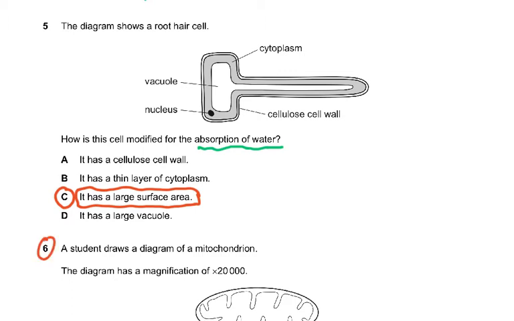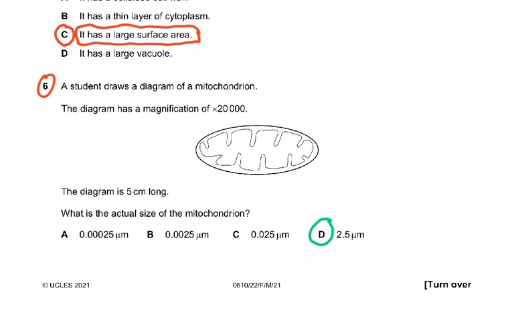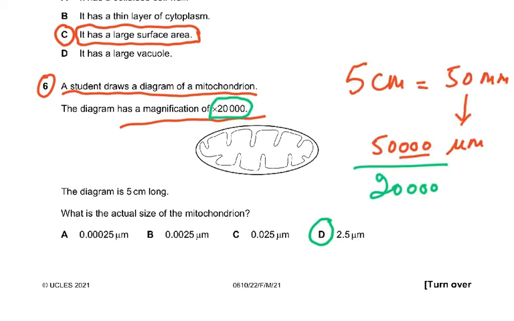Then coming on to question number 6. Now question number 6 says a student draws a diagram of a mitochondrion. The diagram has a magnification of x 20,000. The diagram is 5 centimeters long. What is the actual size of the mitochondrion? It's very basic and very simple. The diagram is 5 centimeters long. So 5 centimeters is equal to 50 millimeters because 1 centimeter is equal to 10 millimeters.